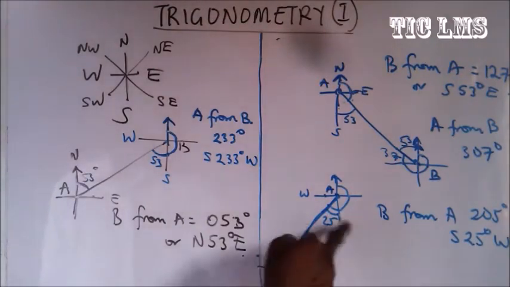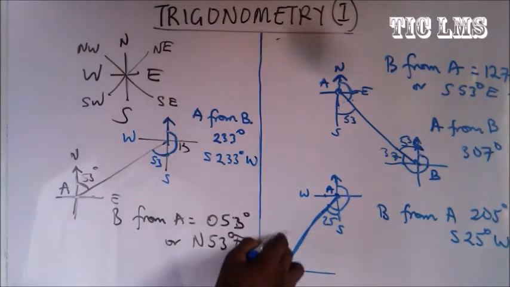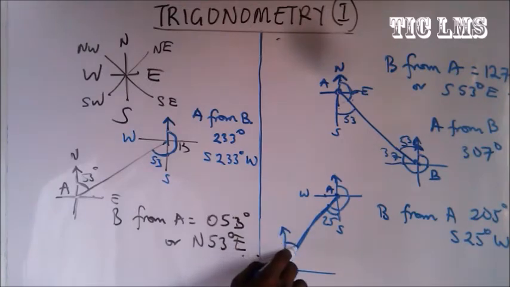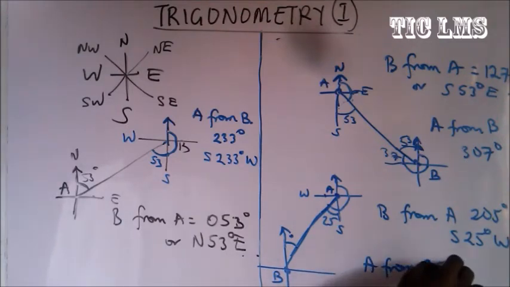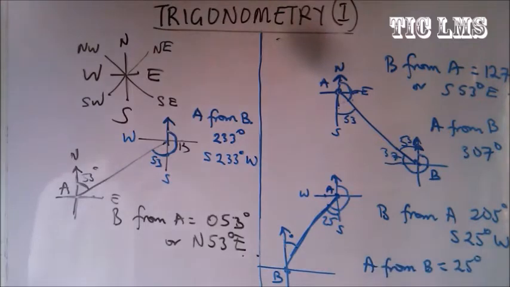We could also find A from B. A from B is going to be, now this is B here, so we start always from the north. So north going here, it stops at this particular line. Now what is this angle here? This angle here is equal to this angle because they are alternate angles. And so we'll have it that A from B equals 25 degrees. Here we have our north, and that means it's going towards the east. So you can call it north 25 degrees to the east.